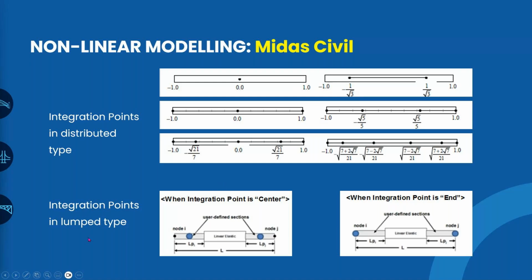Similarly, if we set the integration points in lumped type, then the data could be computed at the center or at the end. So for the entire element, if LP1 is my plastic hinge and we choose the center, then at the middle of the whole length of the plastic hinge, the center will be used to compute the moment curvature data. While if we choose the end, then the extreme ends of that particular element will be used to compute the data.